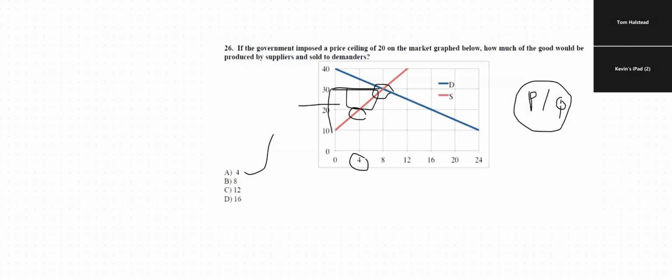I know the base from here to here is 8, 0 to 8. The ceiling is here to here. And what's the area here? What's the deadweight loss? Let's just guess this is 8 times 20. That would be 160, divided by 2 would be 80. So your deadweight loss would be 80.